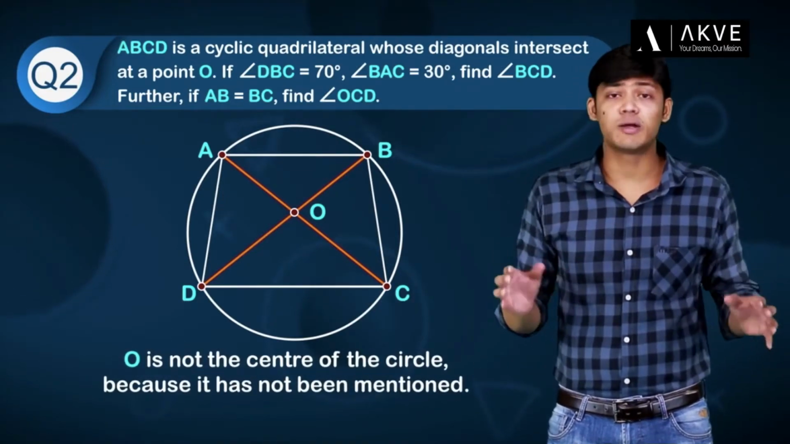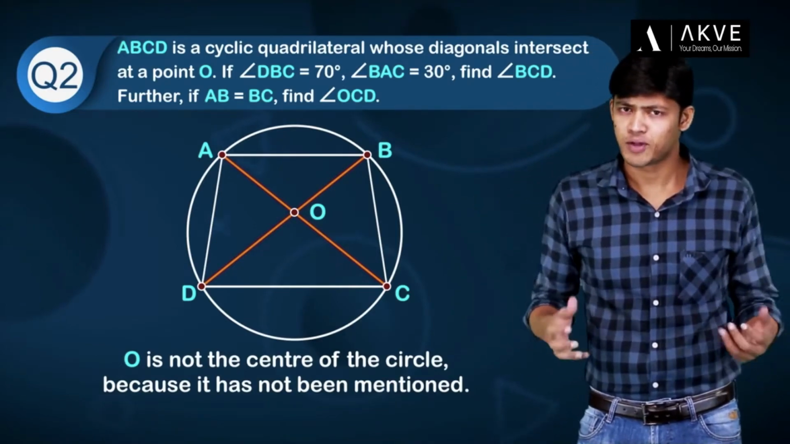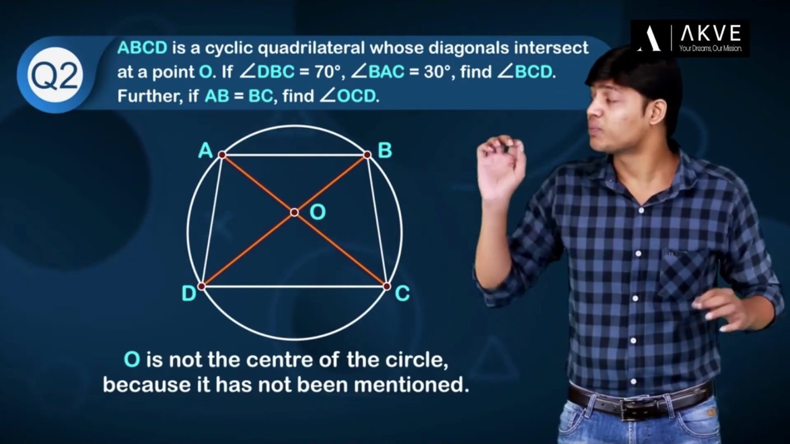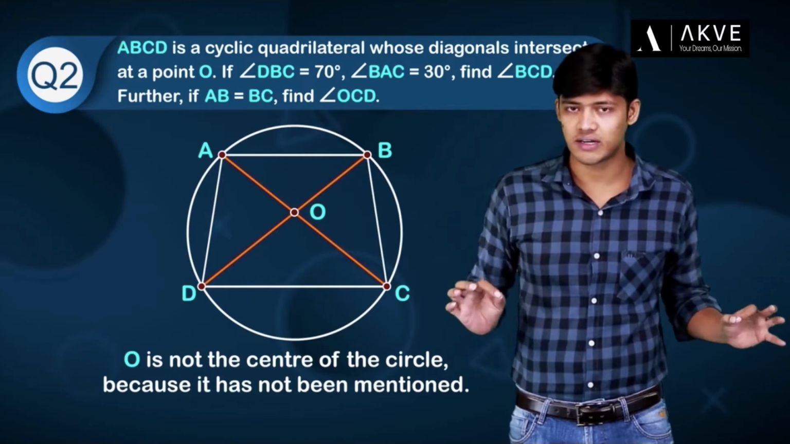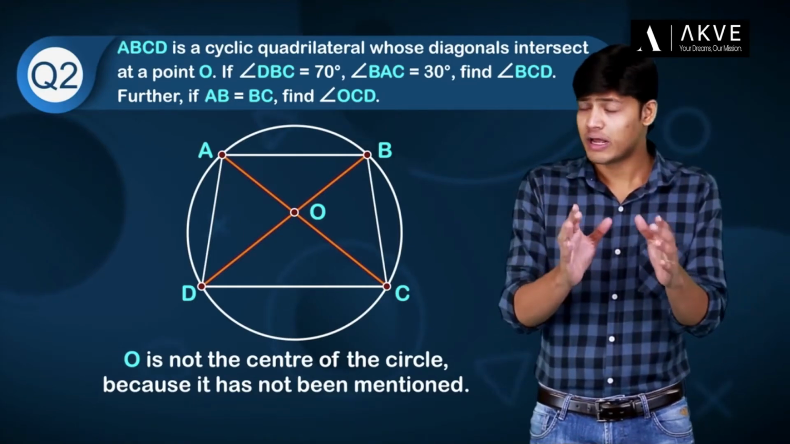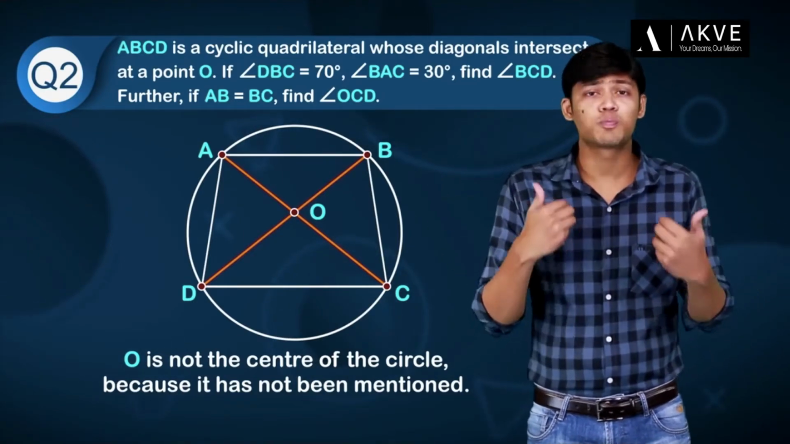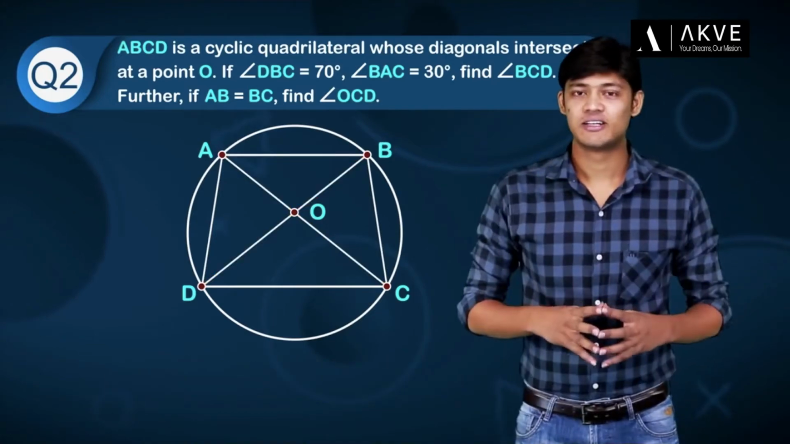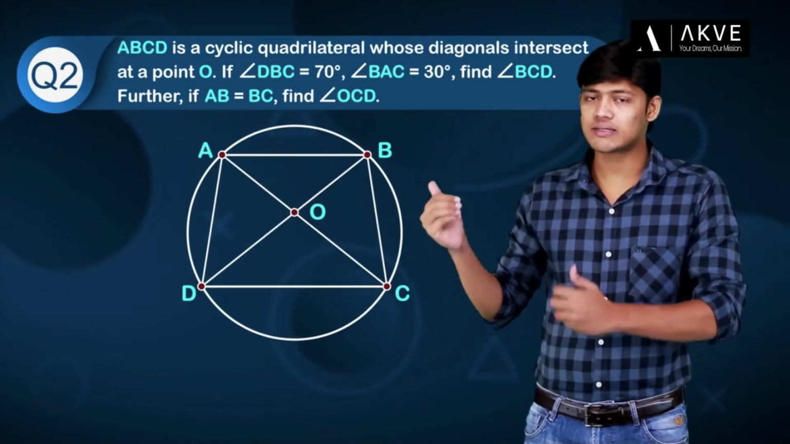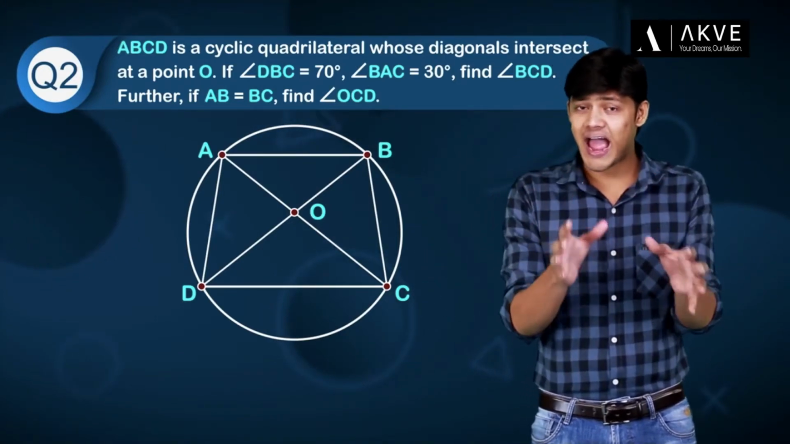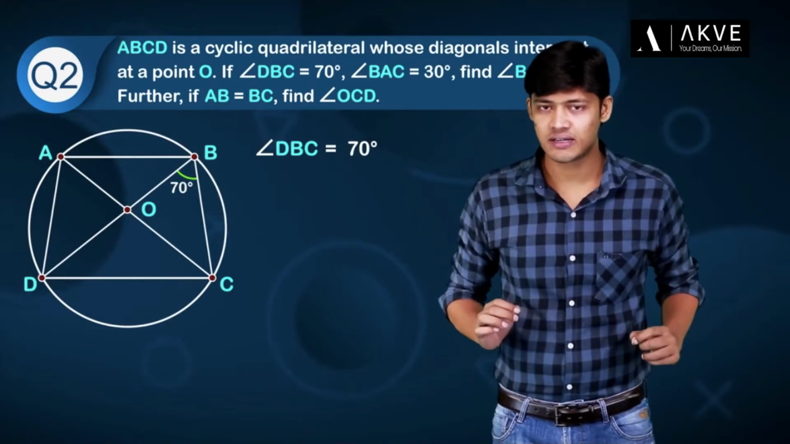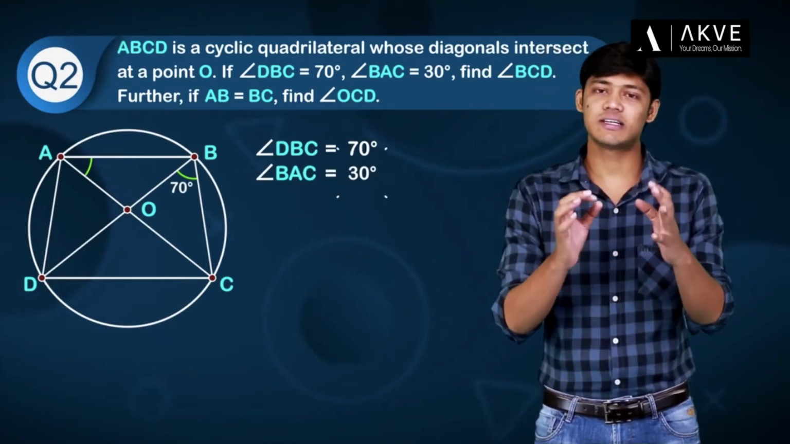Now don't consider the point O to be the center of the circle, because it is not mentioned in the question. Until and unless it is mentioned in the problem that O is the center of the circle, only then we have to assume it. Otherwise we shouldn't. So keep this point in mind, because you are prone to make these sort of mistakes. So the point O is the only point of intersection of the two diagonals in this quadrilateral. Some angles are given as well. That is, the angle DBC is 70 degrees and the angle BAC is 30 degrees.